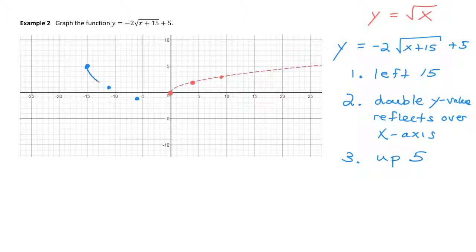So it goes through these 3 points. It has to resemble the shape of the graph that we started with. And here it is. This is the graph of negative 2 times the square root of x plus 15 plus 5.